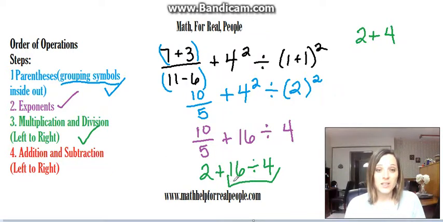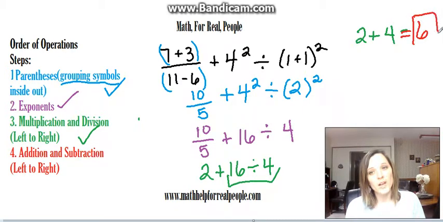And then the last step is to add. I gotta change my color. So we add that and we get 2 plus 4, which is 6. And that is our final answer. So that was the tricky part on this one.